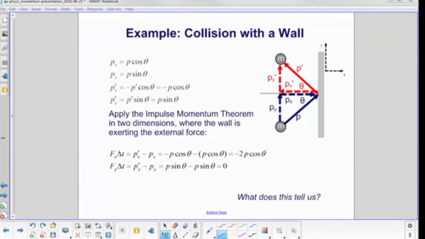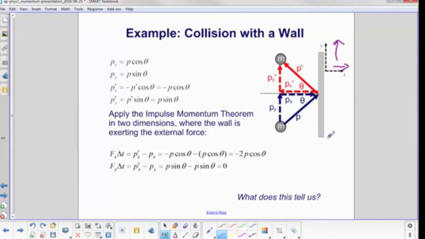With the help of the sketch, so we get the right signs for all our components of the momentum, we're going to first look at Px, the initial momentum in the x direction. Well, it's to the right. You can see how Py plus Px is this initial vector. So Px is going to be P cosine theta, Py will be P sine theta, and both are positive because they're moving in the positive directions. That's positive for x, that's positive for y.